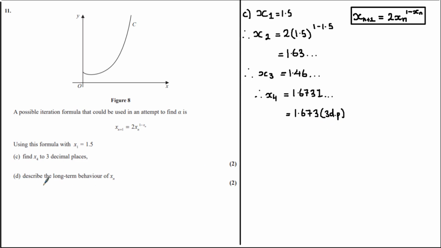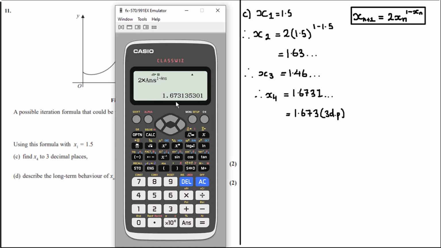The next part asks us to describe the long-term behavior for x of n. So when you're asked about the long-term behavior, it's a keyword which tells you need to be thinking about what happens to the value of x n for large values of n. It's pretty hard to tell what's going on here, but we know that we can use our calculator to use this function repeatedly to work out what would happen as n gets progressively larger. Okay, so let's press the equal sign and let's keep pressing it and see what happens.